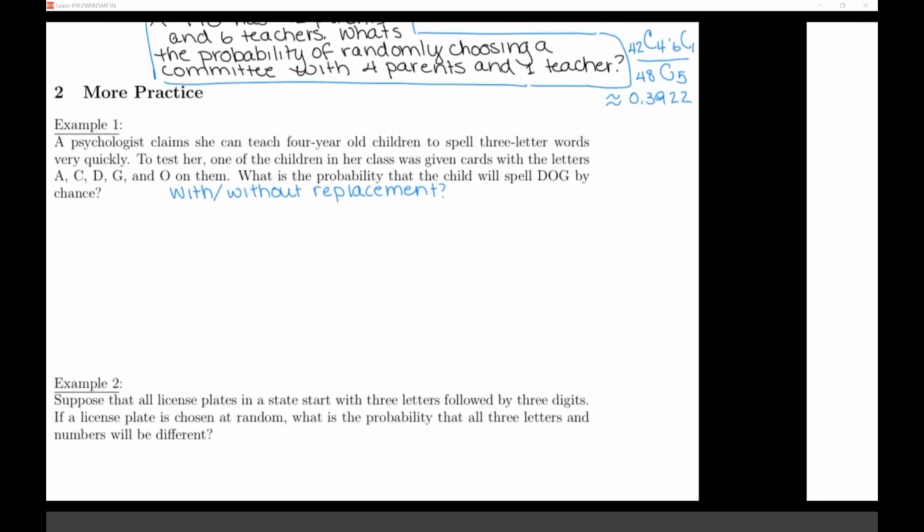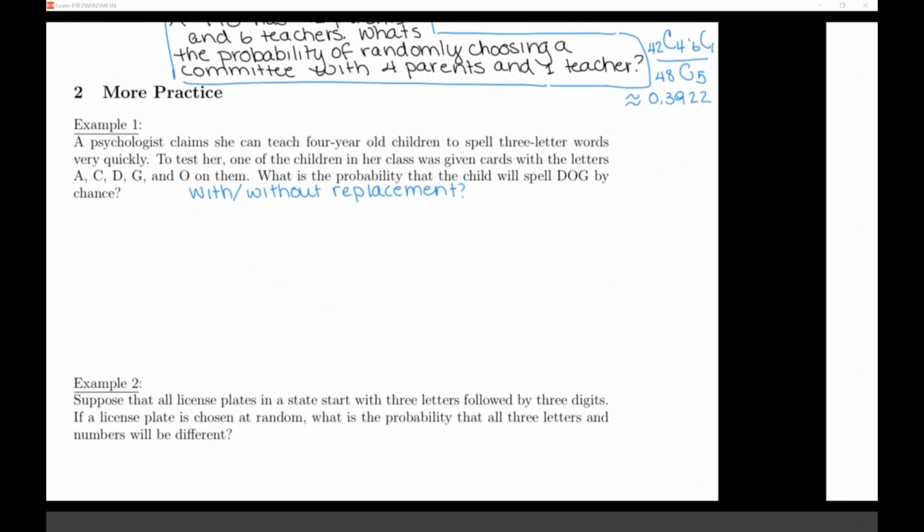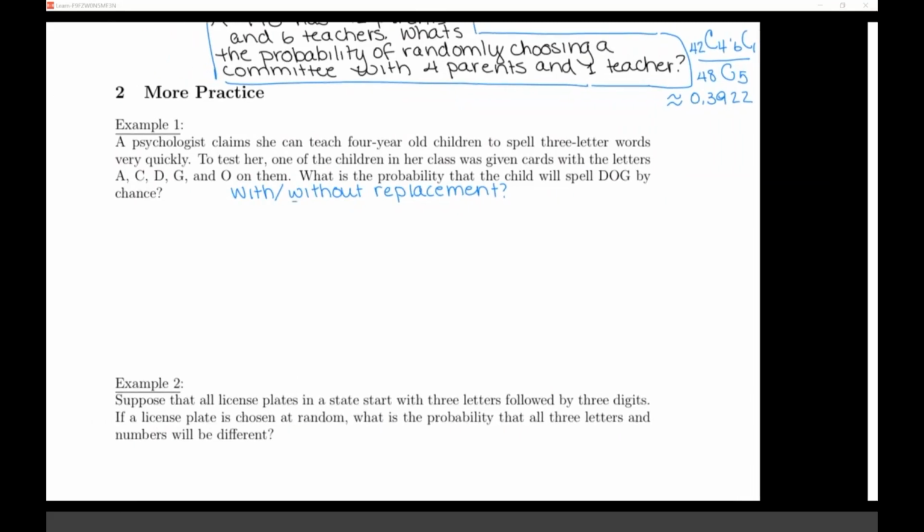Okay. What do you think in this example? Imagine how this test would work. You give the child the 5 cards and ask the child to spell a 3-letter word, spell dog, and the child puts down 3 of the cards. Does the child put any of the cards back so he can pick them again? No. Okay, yeah, so this is without replacement.